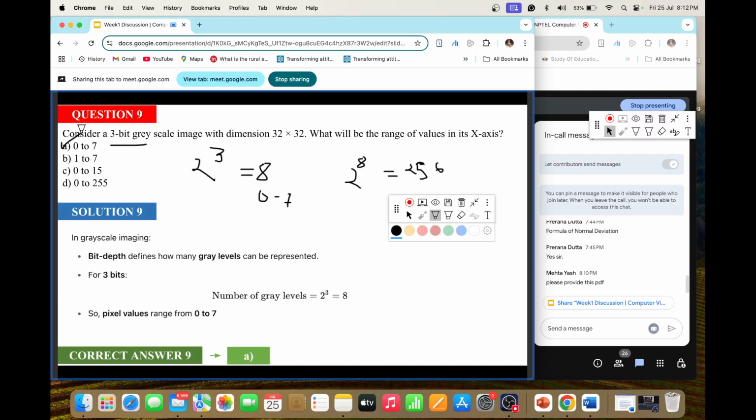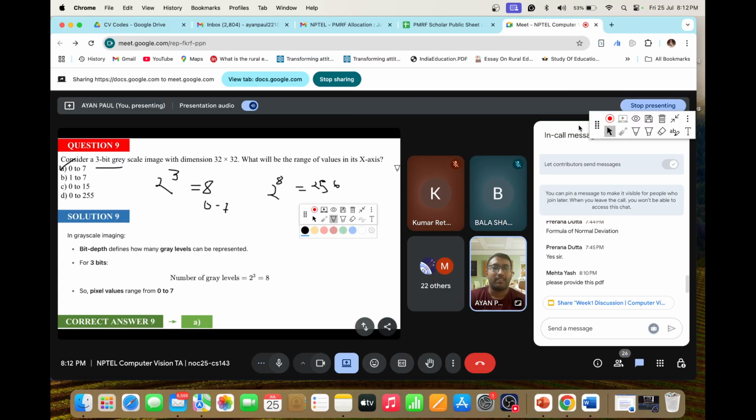So I hope this is clear to all of you. This is one of the basic concepts of images, or how pixel values are represented. Why is our image always from 0 to 255? Because we generally represent each pixel by 1 byte. 1 byte means 2 to the power 8, that is 256 values, so our pixel values range from 0 to 255. But here it has been given 3-bit, that is 2 to the power 3, that is 8. 8 values is from 0 to 7.